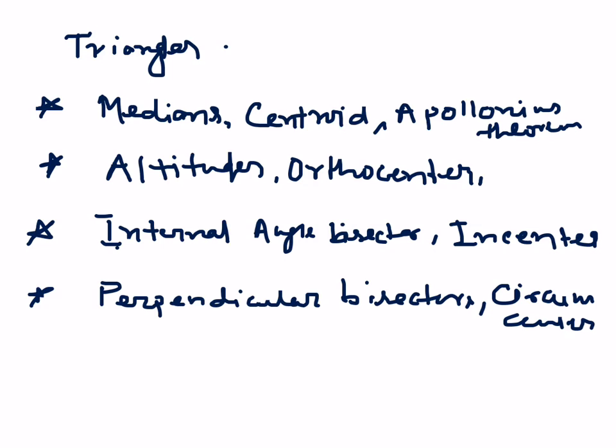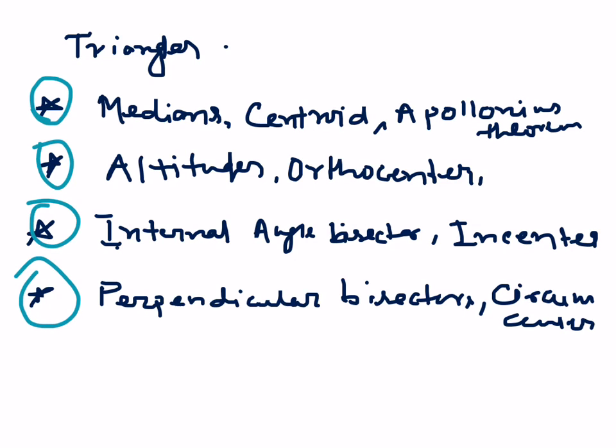This is part 2 of the geometry video which I posted some days before. We are going to learn certain very basic things about triangles. We will learn about medians, centroid and Apollonius theorem, the first one here. We will also learn about altitudes and orthocenter. We will learn about internal angle bisector, the theorem and the incenter. We'll also learn about perpendicular bisectors and circumcenter.